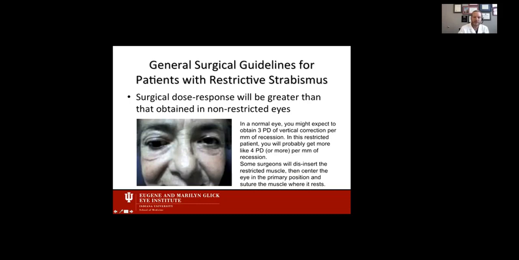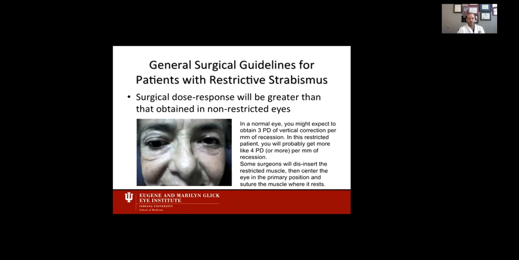Now keep in mind that because it is restricted, the surgical dose response is increased. So while I might normally anticipate 3 prism diopters of correction per millimeter per session, with a restricted muscle you're probably going to get something more like 4, maybe even 5 prism diopters of correction. So the surgical tables that we all use for normal cases really don't apply in these cases. This is different. This is why some people like adjustable sutures.